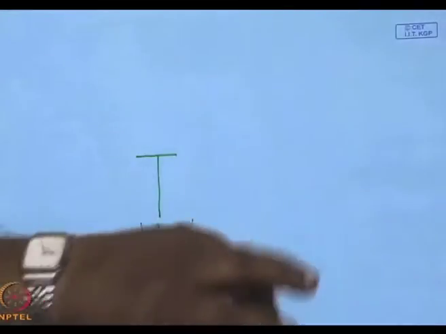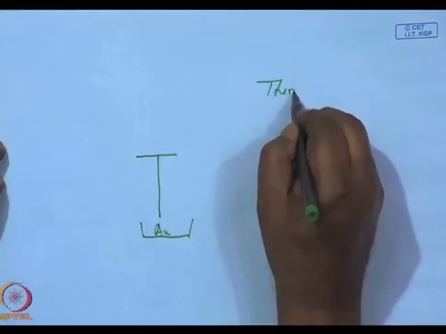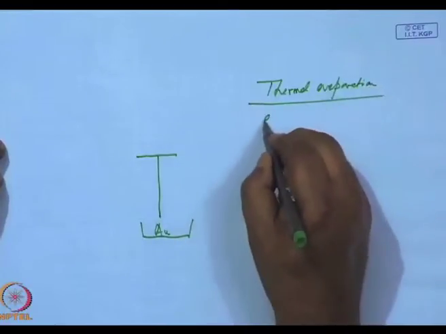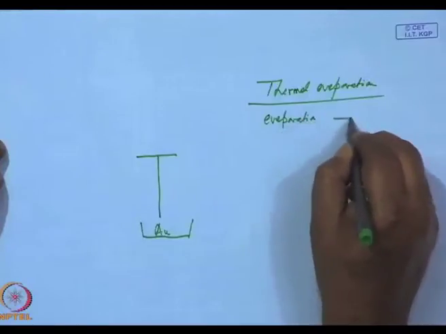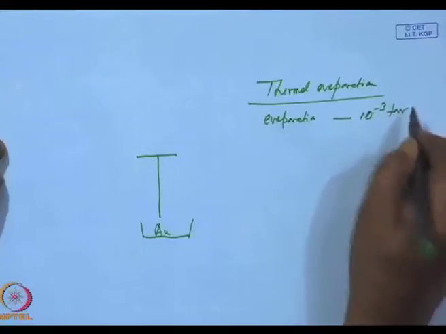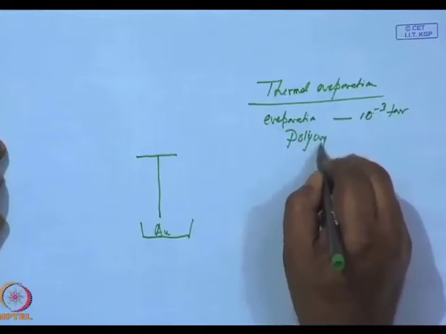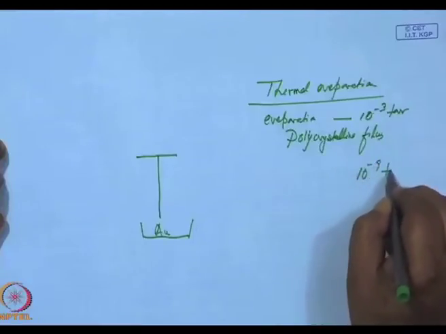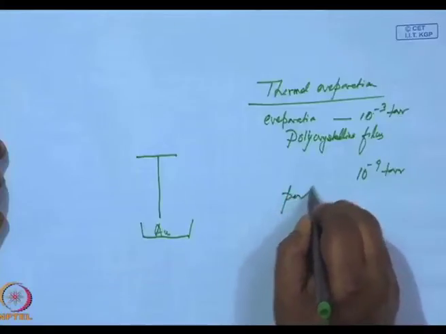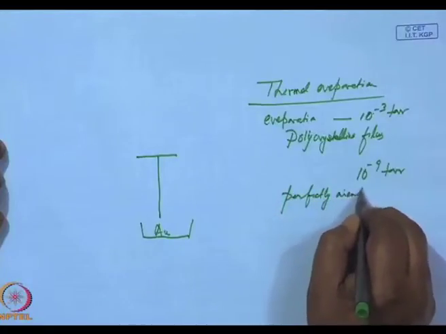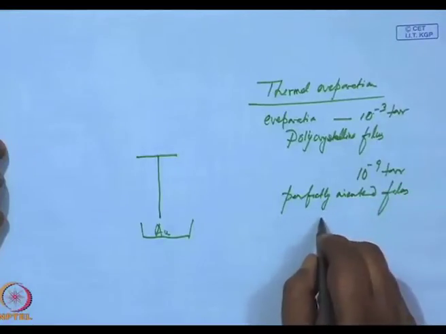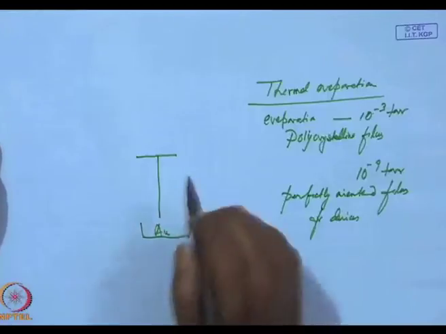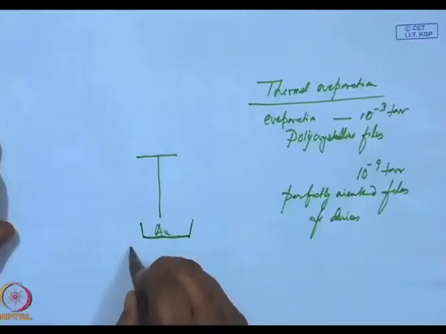So, under thermal evaporation, we can have evaporation at 10 to the power of minus 3 torr, where we get polycrystalline films, or evaporation at 10 to the power of minus 9 torr, where we get perfectly oriented films for devices. In both the cases, all we are doing is we have a crucible and a heater.